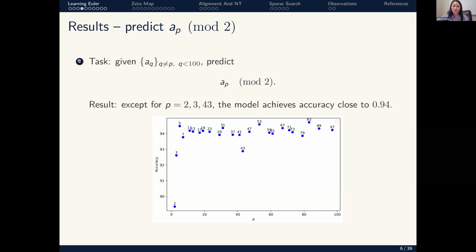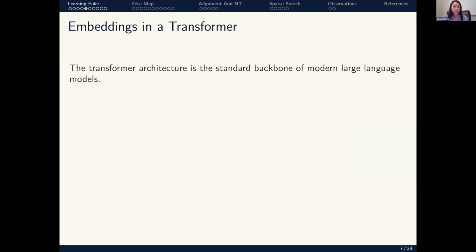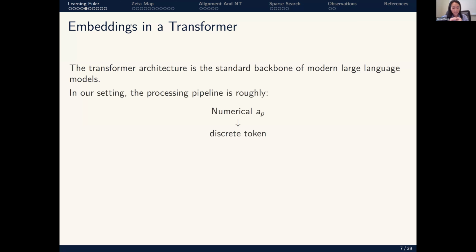Now I want to give you a little bit of an idea of what our investigation is regarding how the model predicts these values, as well as a further discussion of possible explanations for the results. To explain what's happening in the model, we have to talk a little bit about the models themselves. For example, the transformer model that we use is the standard backbone for language modeling, and all modern-day large language models use the transformer as an architecture. In our setting, we don't have to go deep into it at all. The main takeaway is that there is a pipeline for a transformer model.